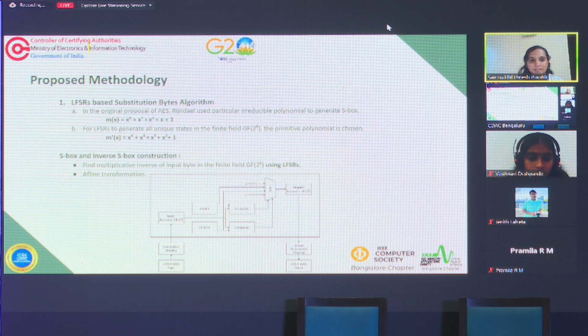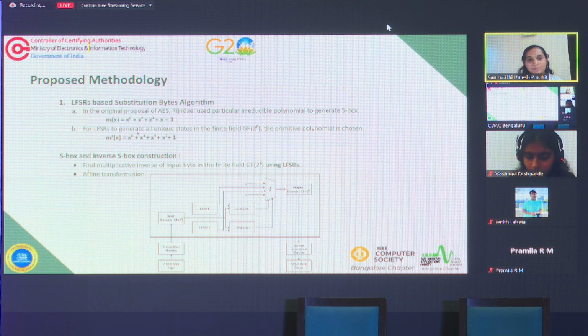So for that, we studied the AES algorithm first of all, and in the original proposal of AES, Rijndael used a particular irreducible polynomial, which is x raised to 8 plus x raised to 4 plus x cube plus x plus 1. And when we come to LFSR, an LFSR is basically a linear feedback shift register which is built up on a polynomial. The primitive polynomial is used to generate this LFSR, as primitive polynomials give all the states which are present in this finite field, Galois field 2 raised to 8.